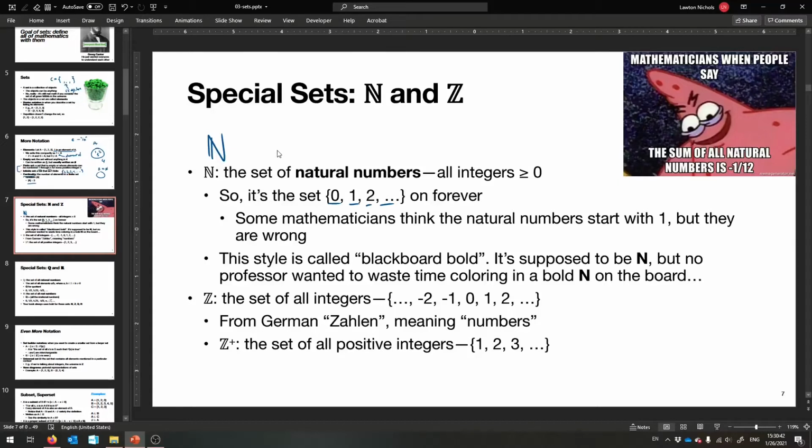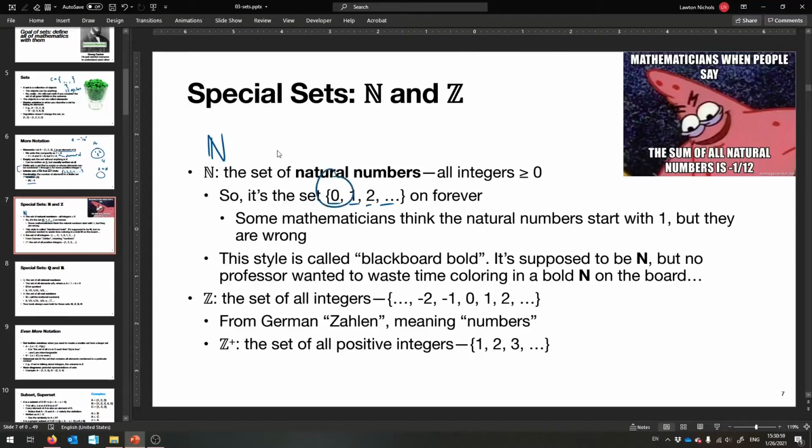Okay, it's an infinite set. And if you're a mathematician, you might see in a book one day that the natural numbers start with 1, but any mathematician who says that is just horribly, horribly wrong. So we just reject this idea.